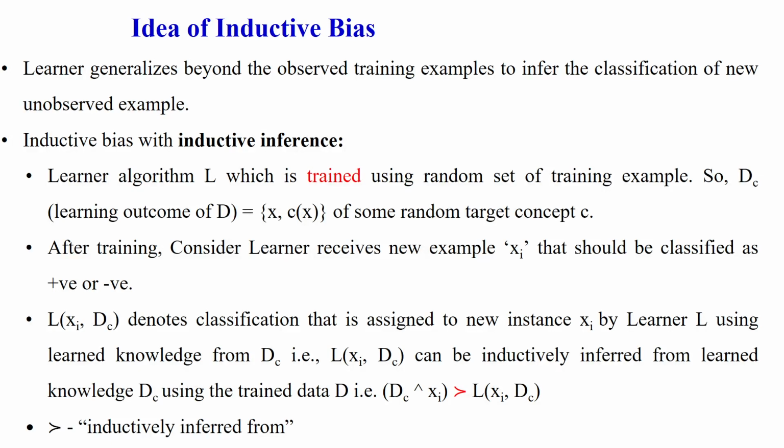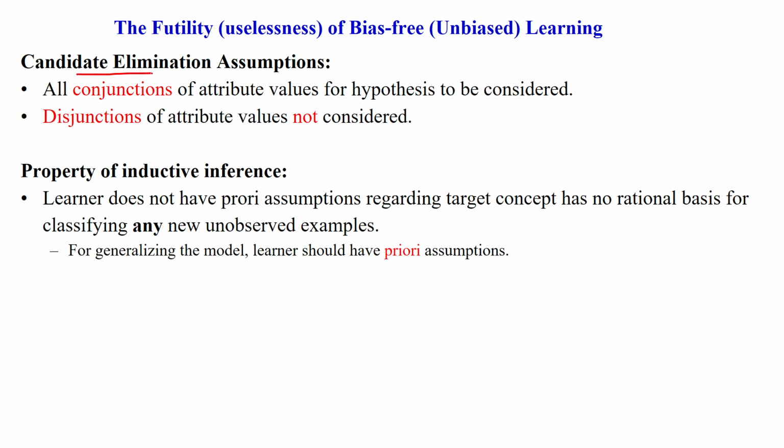Hello everyone. The idea of inductive bias is to generalize the learning system to identify the classification of newly incoming testing samples, based upon the knowledge learned from the training samples. This overcomes the disadvantage of the biased-free learning system, which is based on candidate elimination assumptions. That means the candidate elimination algorithm uses only the conjunction of attribute values for the hypothesis. It does not use disjunction of attributes of the given examples.